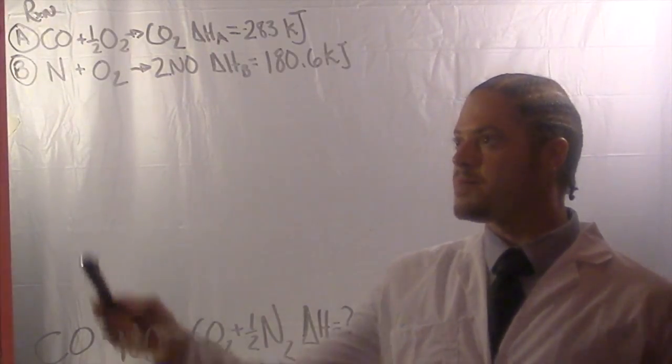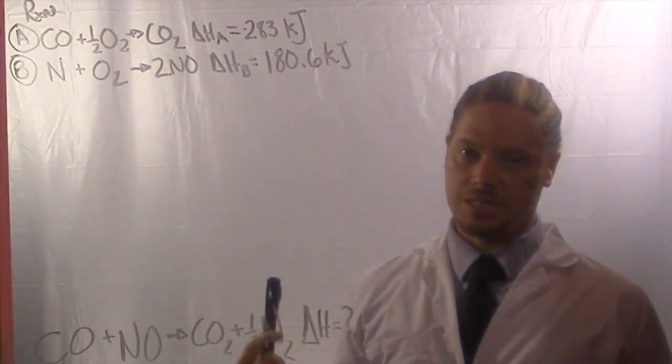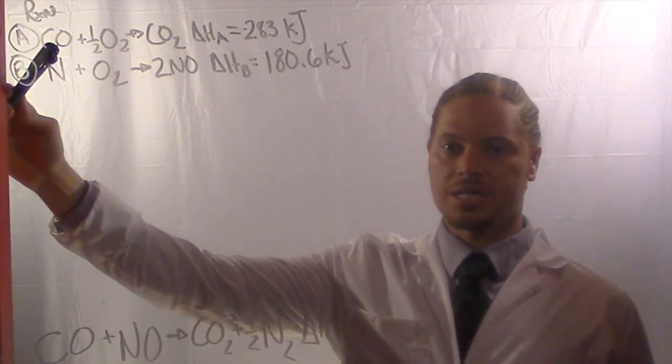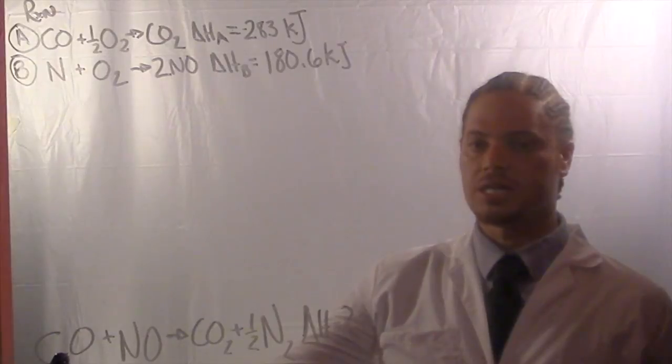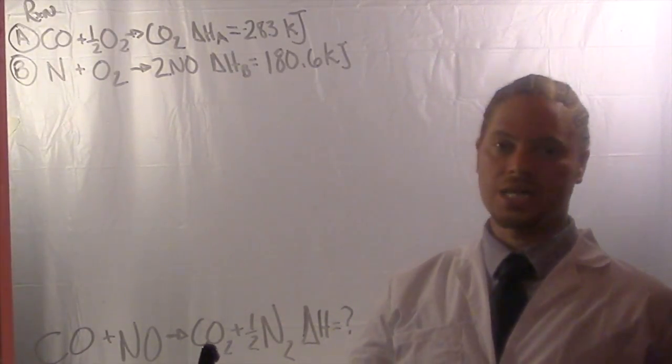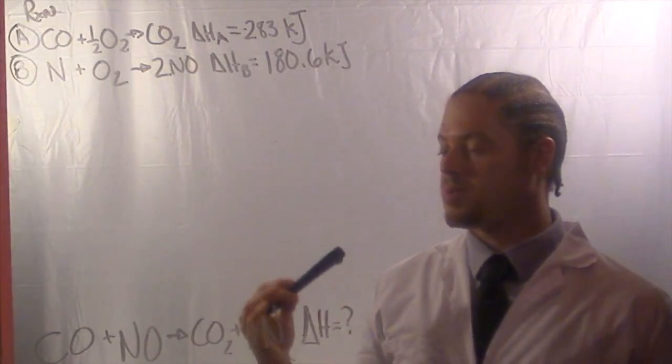We first examine reaction A. RXN is short for reaction. We've got carbon monoxide in the reagents. Carbon monoxide in the reagents. So that looks good. Carbon dioxide in the products. Carbon dioxide in the products.